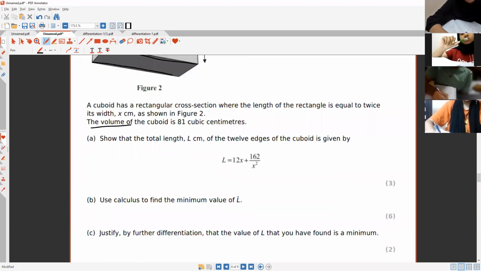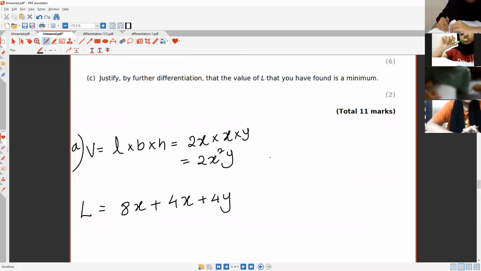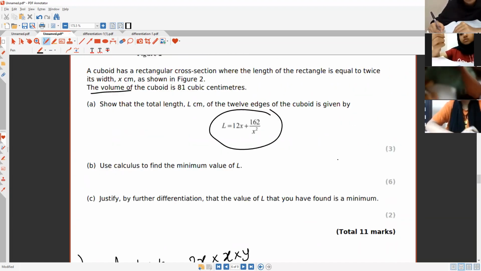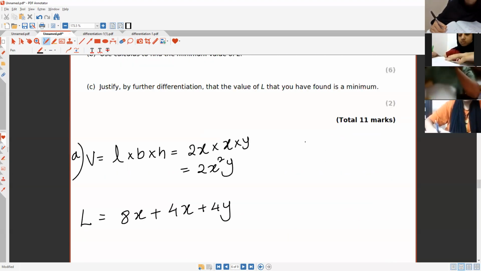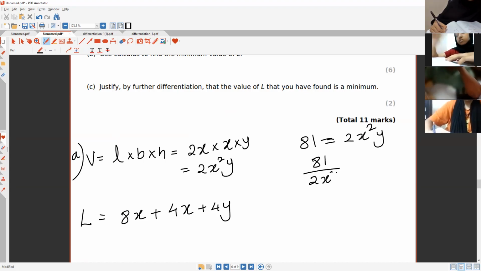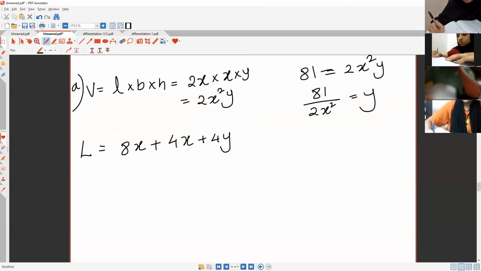So now that is my length. But you can see y is not there in my main equation. That means I have to make y the subject of the formula. What is the volume they gave us? Did they give us any volume? Yes, they did actually: 81. So 81 is equal to 2x squared y, so 81 divided by 2x squared is equal to y. In place of this y, I will substitute 81 divided by 2x squared. 8x plus 4x is 12x.